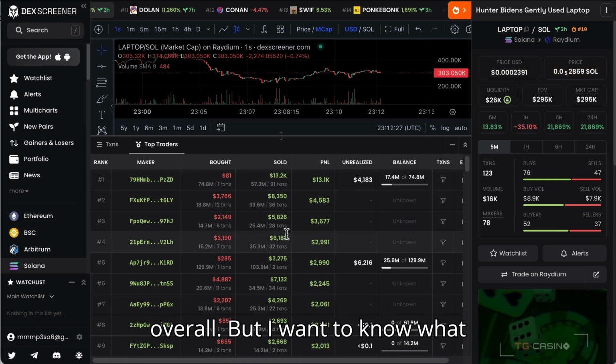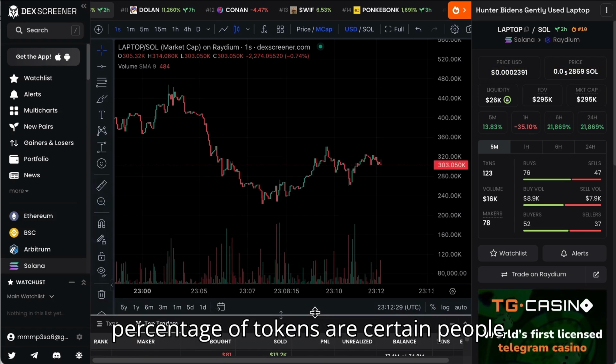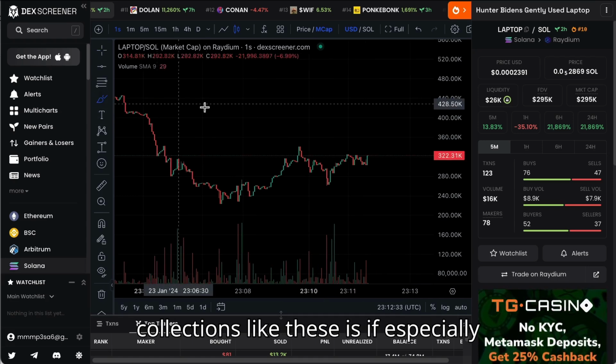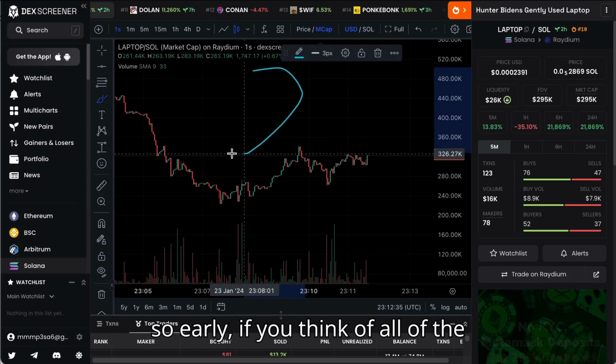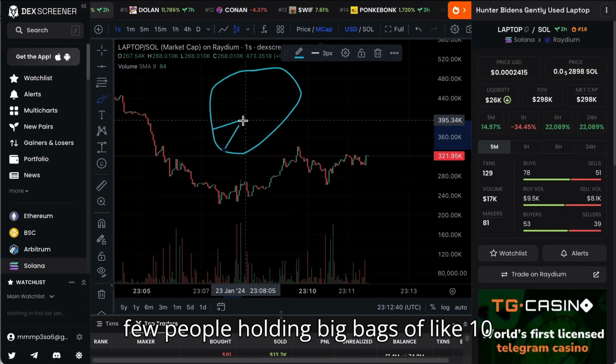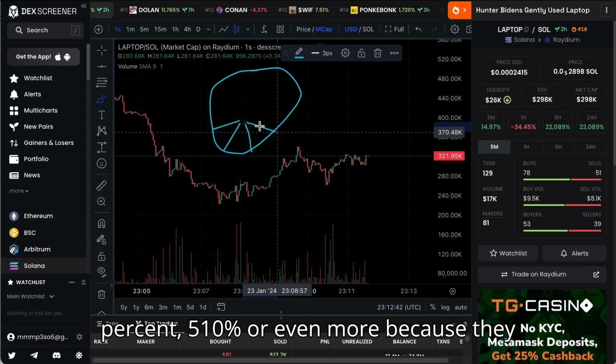But I want to know what percentage of tokens are certain people holding, because the problem with collections like these is, if especially so early, if you think of all of the holders as a pie chart, you don't want a few people holding big bags of like 10%, 5-10%.